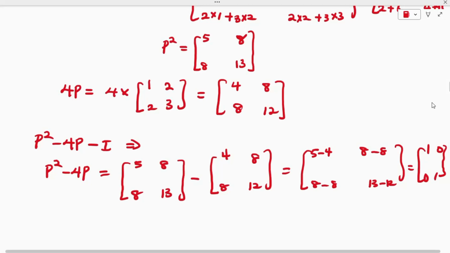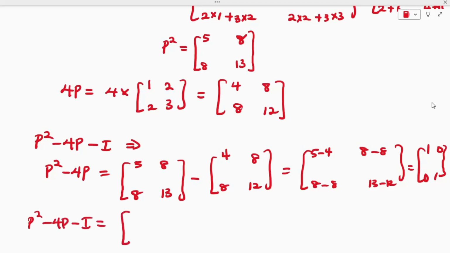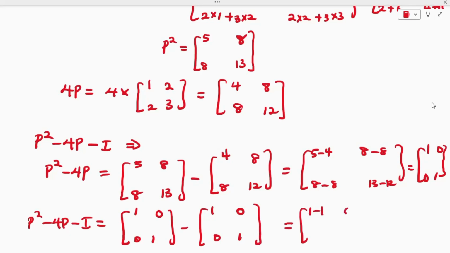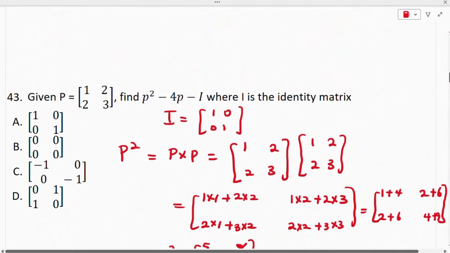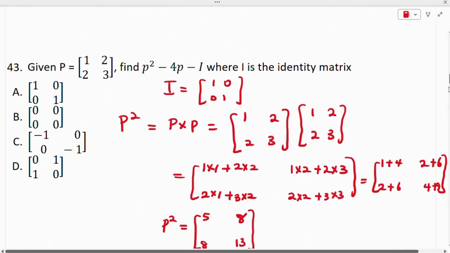So subtracting the identity, we have p squared minus 4p minus identity is equal to, we already know p squared minus 4p is 1, 0, 0, 1, minus the identity, which is given as 1, 0, 0, 1. This is equal to 1 minus 1, 0 minus 0, 0 minus 0, and 1 minus 1. So this is equal to 0, 0, 0, 0. So we have the matrix to be 0, 0, 0, 0. So from the options, we have B to be the correct answer.